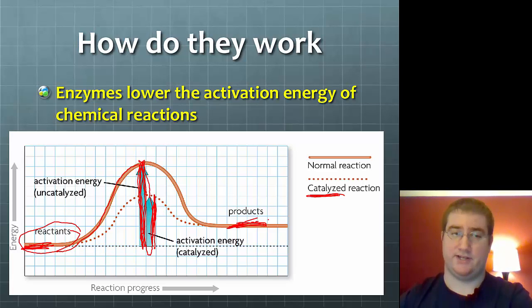I highly suggest you copy this diagram into your notes. Hint, hint, you might see it again. So what you need to understand is that enzymes make reactions go faster by decreasing the activation energy of the reaction.